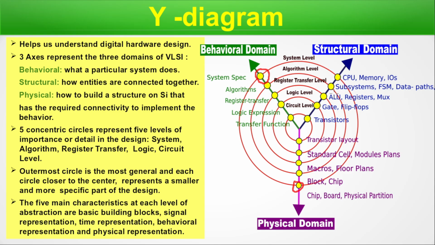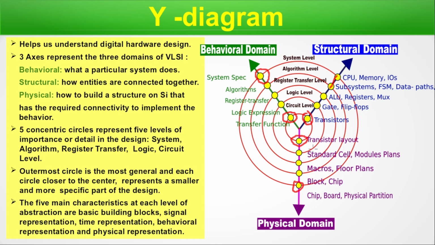And in structural domain, it's about subsystems, FSM, data path. Definition becomes more specific if we move from this point to this point. The more detail about the system is revealed. Obviously, a behavior of a circuit is defined by its IV characteristics, transfer functions. So here transfer functions are in behavioral domain. Structural domain, the transistors, its parameters. And obviously, when a transistor is fabricated on silicon, it's transistor layout.